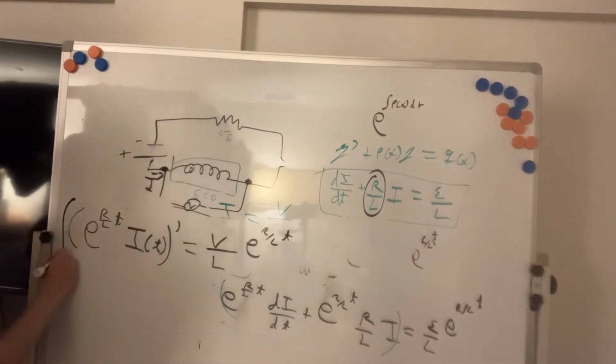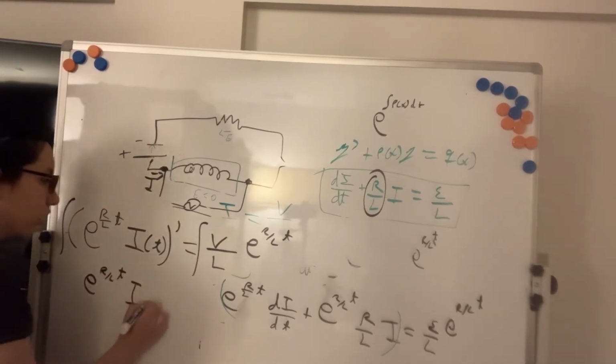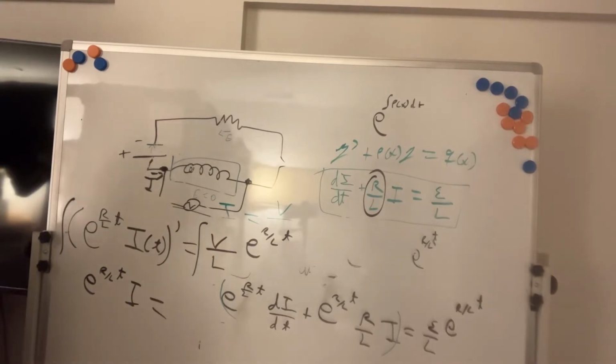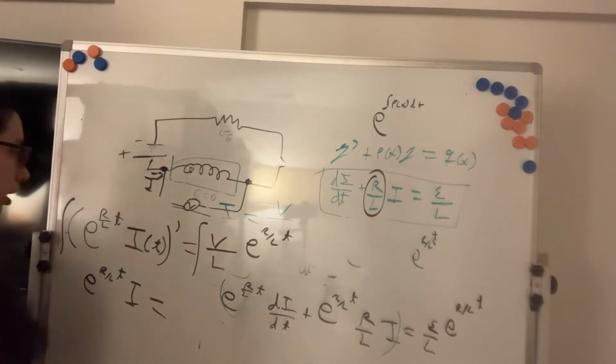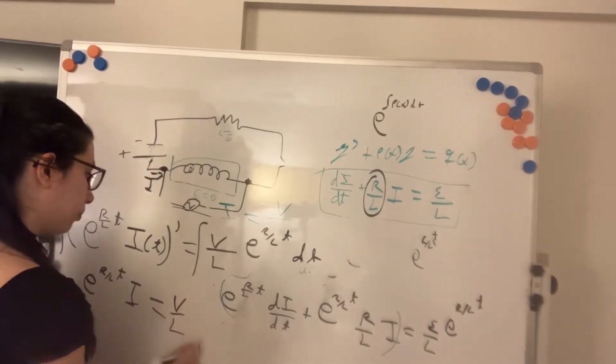We will integrate this with respect to time, so we can cancel this derivative. We just have e to the R over L t times the current is equal to the integral of this with respect to time. This is just a constant, so V over L.